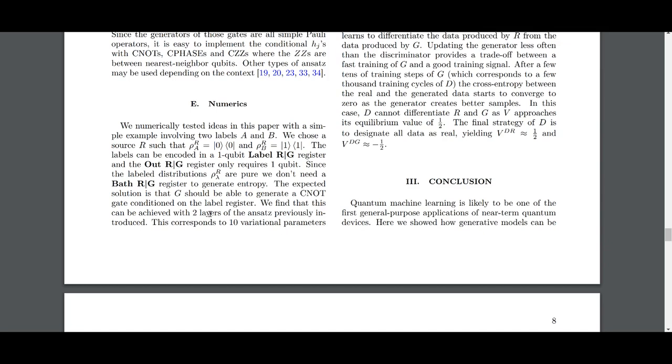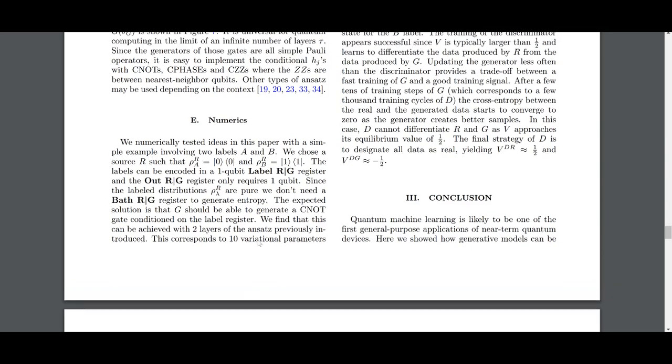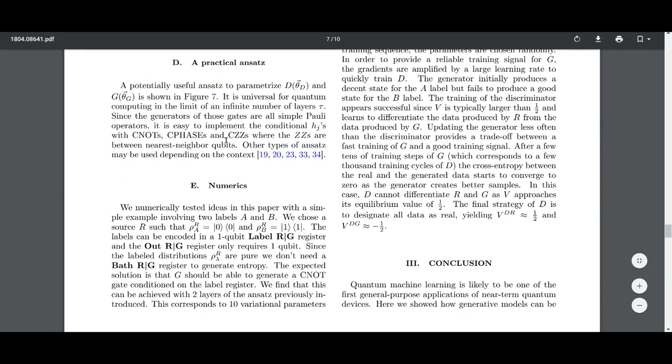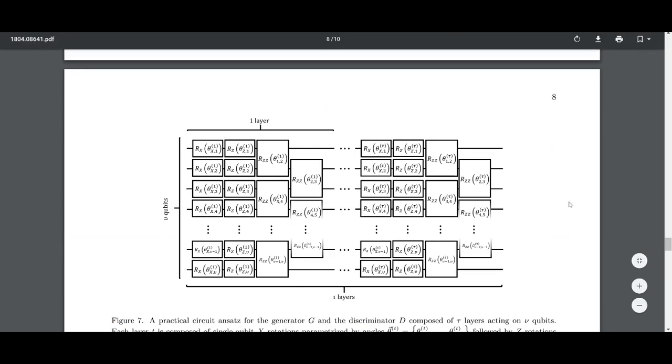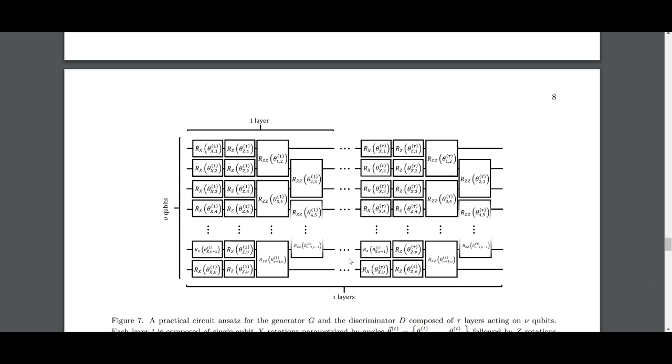We find that this can be achieved with 2 layers of the ansatz previously introduced. So they introduce a practical way of parameterizing these, which is basically this big thing. What you see here is the insides of G and D both, so both working this way.